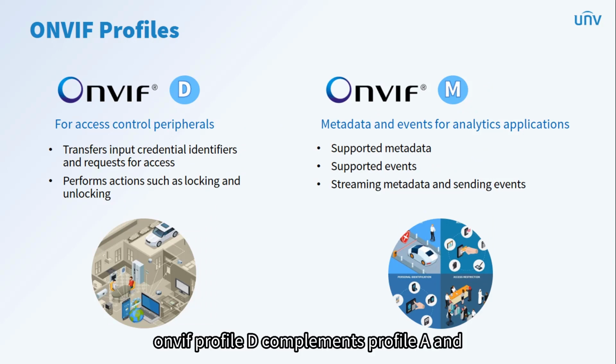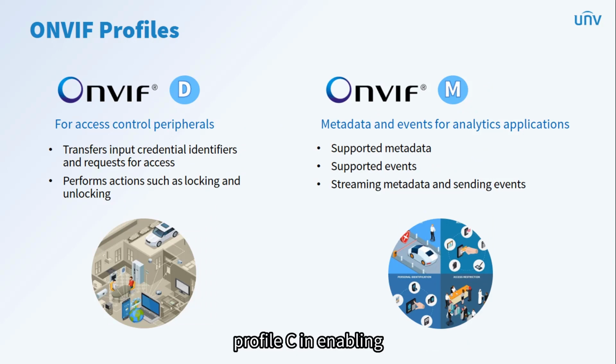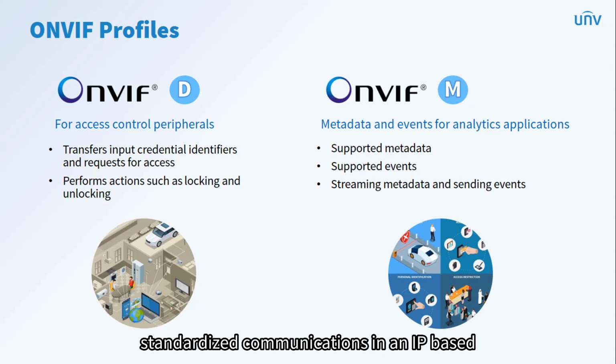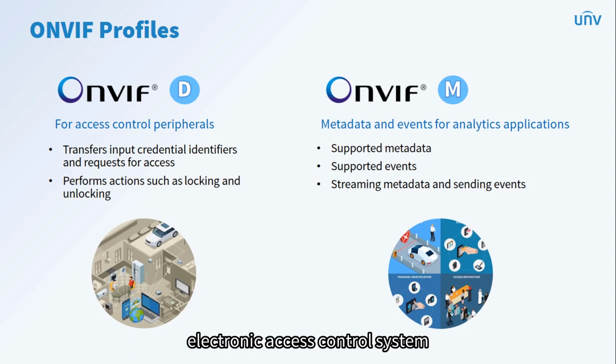ONVIF Profile D complements Profile A and Profile C in enabling standardized communications in an IP-based electronic access control system. It specifies the interfaces for peripheral input devices such as token readers, biometric readers, cameras, keypads, sensors, and output devices such as locks, displays, and LEDs.